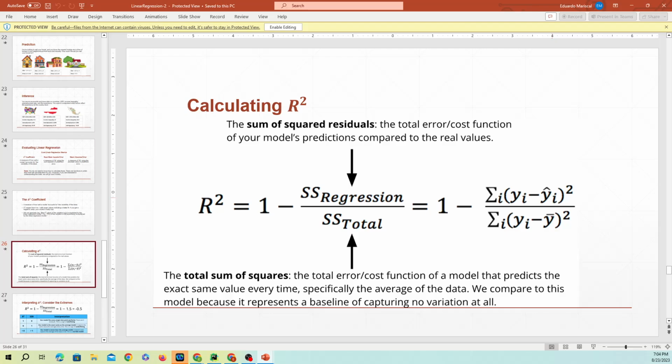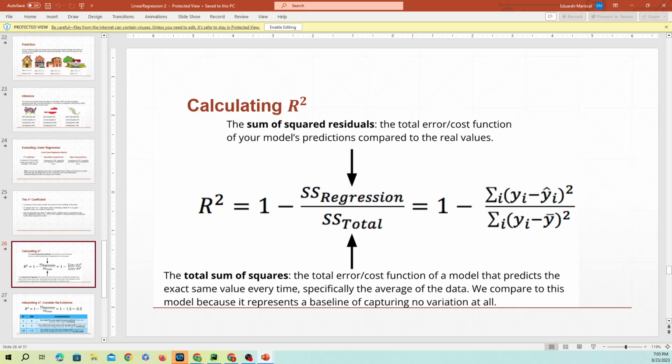The total sum of squares is the total error cost function of the model that predicts the exact same value every time, specifically the average of the data. We compare this to the model because it represents a baseline of capturing no variation. So like I said again, this is just a way to measure how well your prediction was. So again, the top part is the sum of your residuals, divided by the sum of the differences between your points and the average y value, the mean.